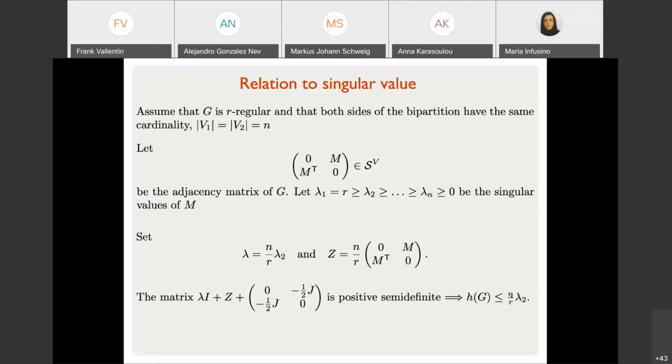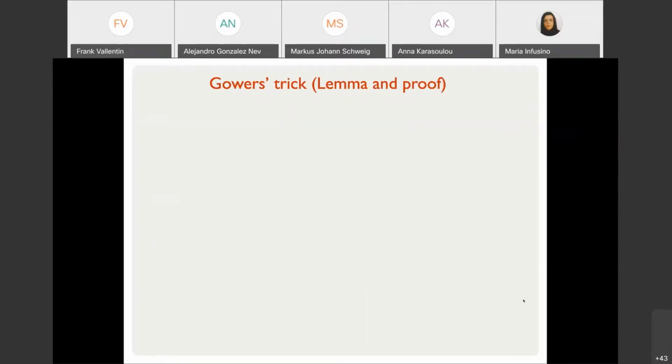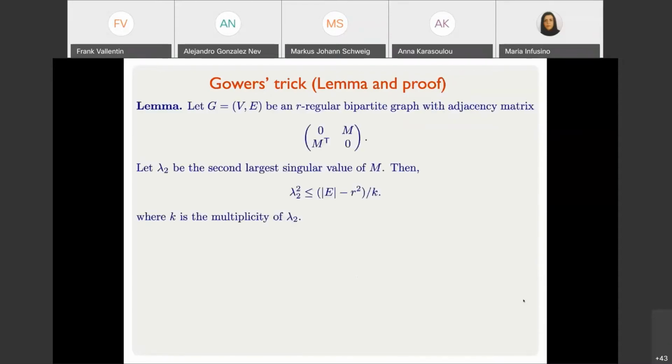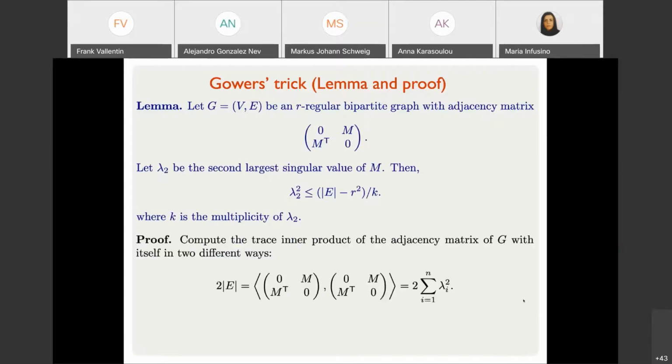Okay, so now let's get a handle on lambda 2. And this is exactly Gowers' trick. It's so easy that I give the lemma and the proof here. So the lemma is as follows. Suppose we have an r-regular bipartite graph, where the adjacency matrix is as follows: 0, M, M transpose, 0. Then the second largest singular value of M is upper bounded in the following sense: lambda 2 squared is less than or equal to the number of edges minus r squared, divided by k, where k is the multiplicity of lambda 2. So the second largest eigenvalue is upper bounded in terms of the number of edges, the regularity, and the multiplicity of lambda 2. And the proof is very, very simple.